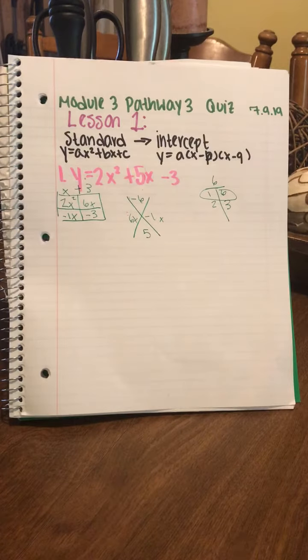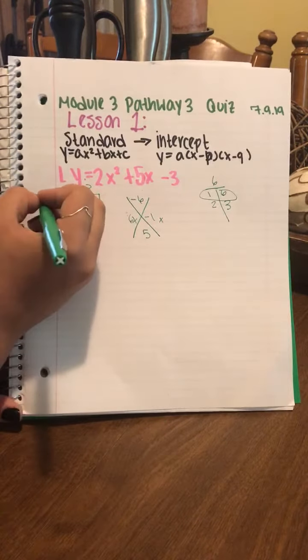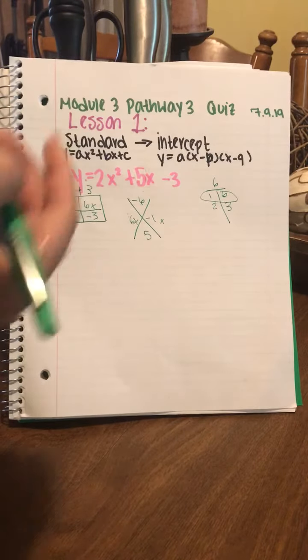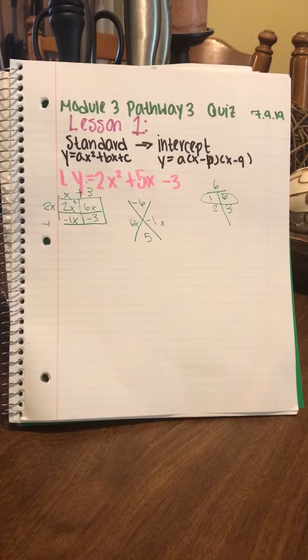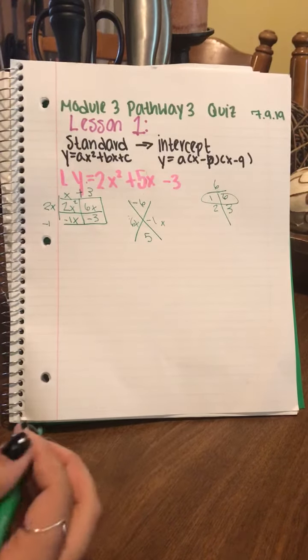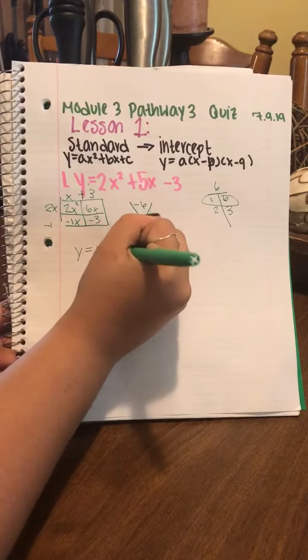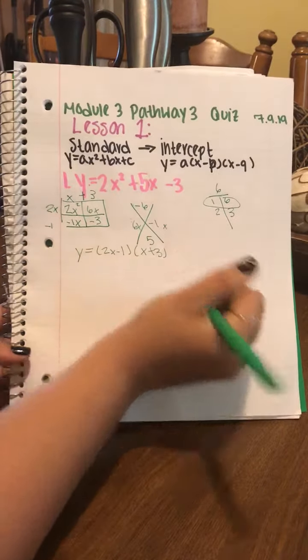Now, 2x squared and 6x. It can't be 3, which I was thinking at first because of the 2 and 3, but it will be 2x. And negative 1x and negative 3, negative 1. Now, I have the bulk of my equation. So now I have y equals 2x minus 1 times x plus 3.